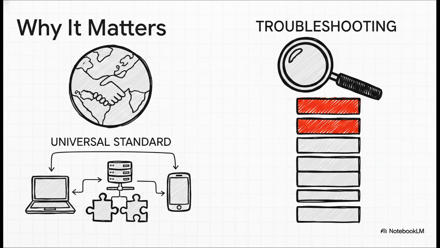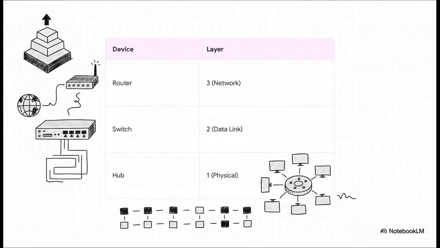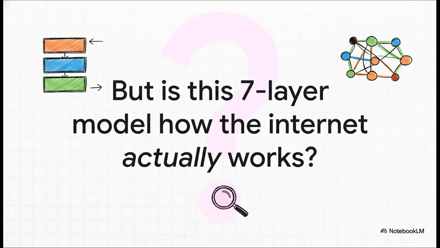So why care? Well, it's a universal standard that makes fixing network problems way easier. So if your router's acting up, you know you've got a layer 3 problem. Simple as that. But here's a thought. Is this theoretical model how the internet actually works today?